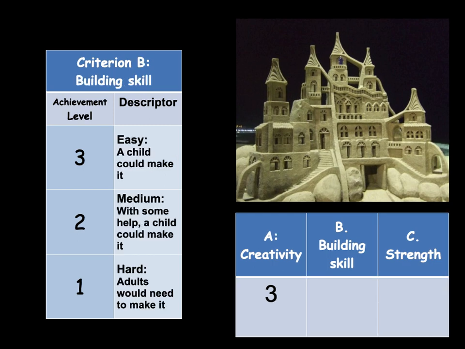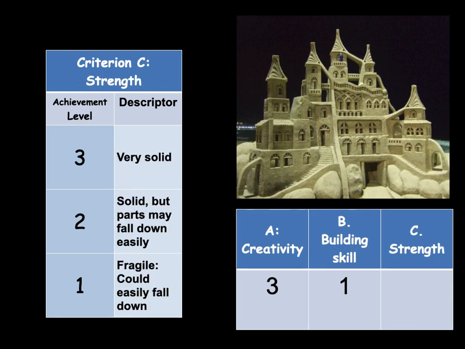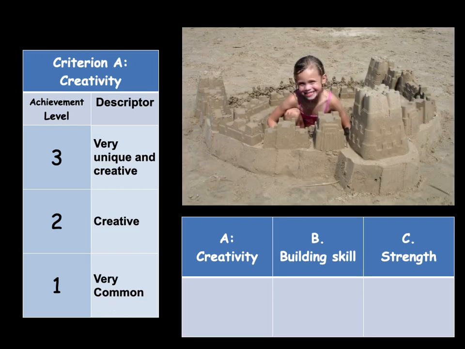Building skill. I think most of us would agree that this is a 1. It is really difficult to build. I mean, I'm an adult and I dabbled in art and I'm not sure I could do this one. And then for strength, I think we can probably agree that this is very fragile and would fall down pretty easily. And let's look at the last one. All right. Boy, she looks happy, doesn't she?